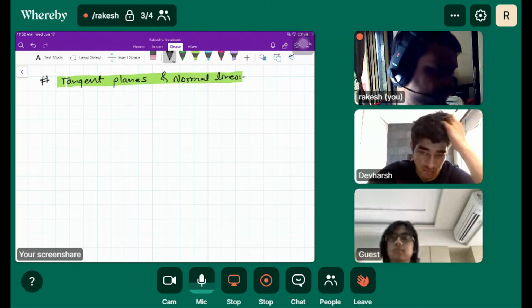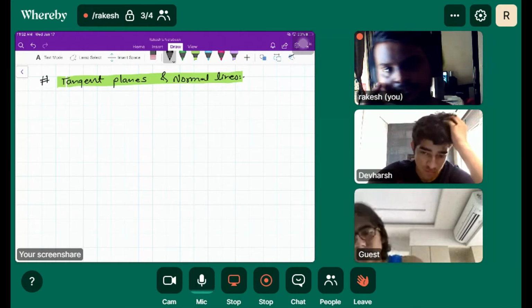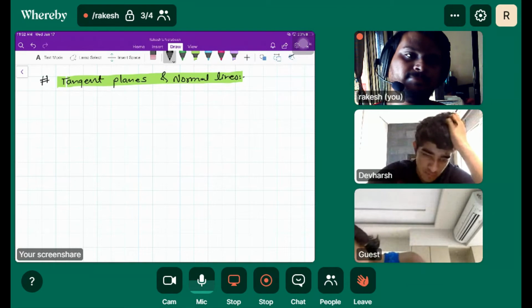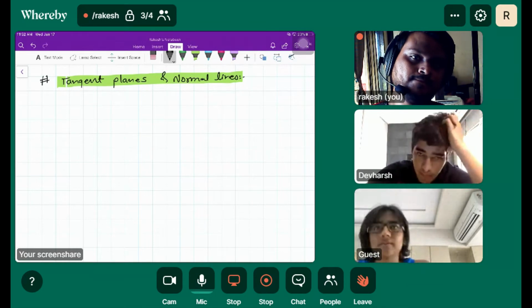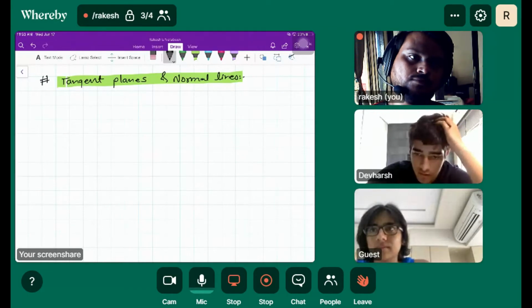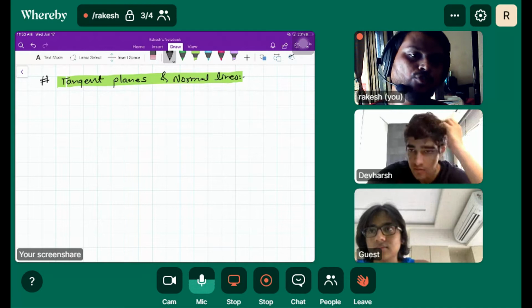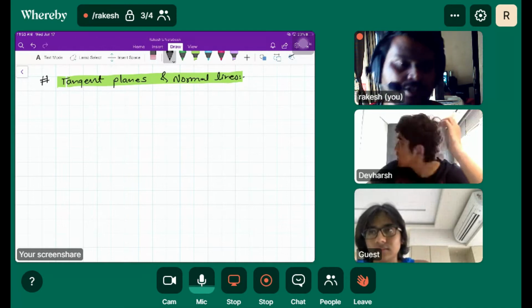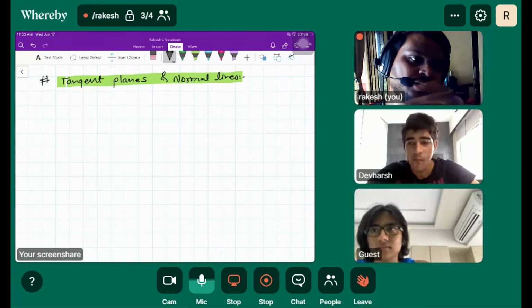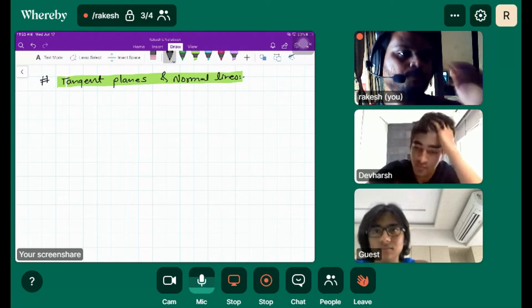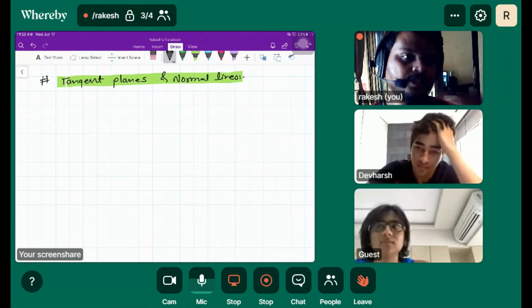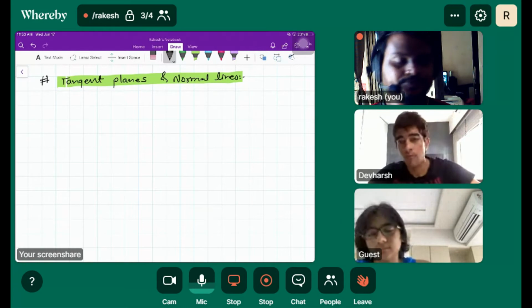What is a normal line? It's the line that is perpendicular to the tangent plane. Yeah, perfect. So more precisely, you can understand it this way: the line drawn perpendicular to the tangent to the level curve at any point. Did you understand this? The line drawn perpendicular to the tangent, at the level curve at any point.